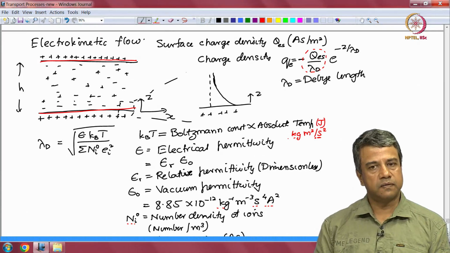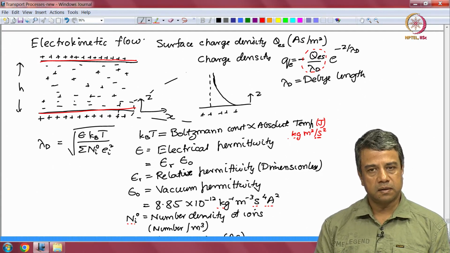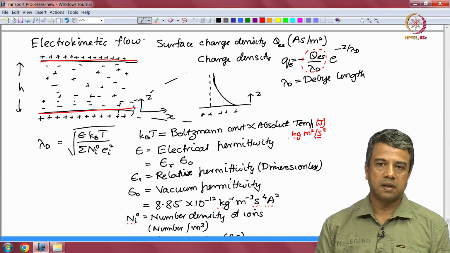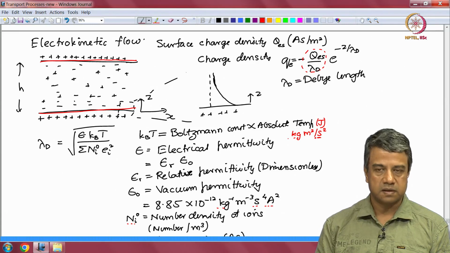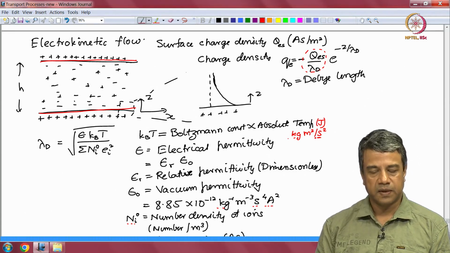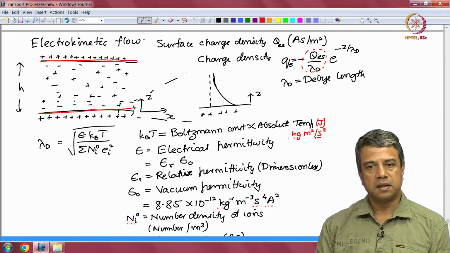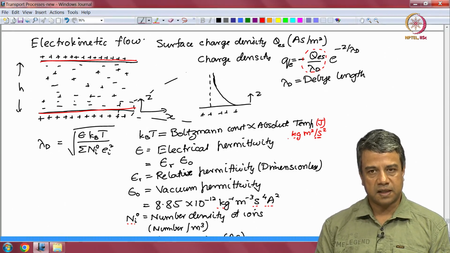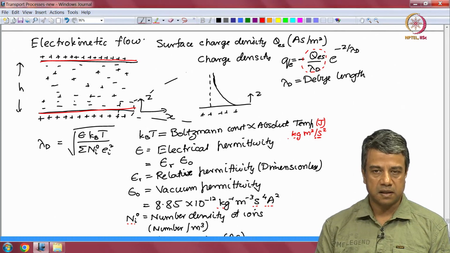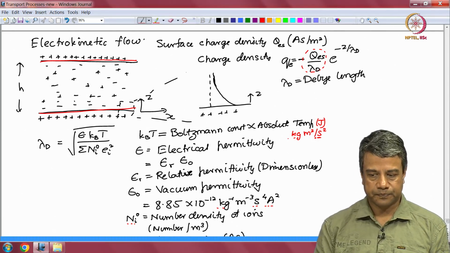in the bulk of the fluid is neutral because there is no net positive or negative charge. Okay. So, the fluid is neutral. Close to the surfaces, the positive surface charge will attract negative charges close to the surface, and therefore, there will be a net negative charge in the region very close to the surface.